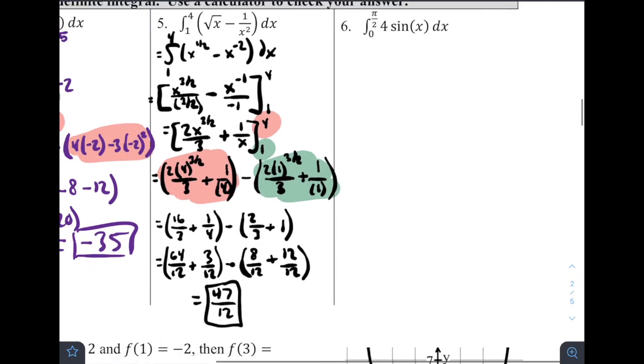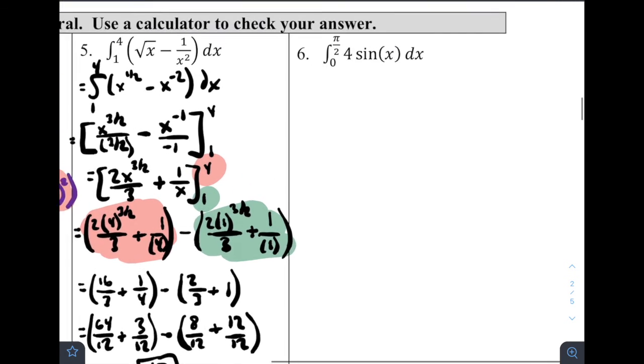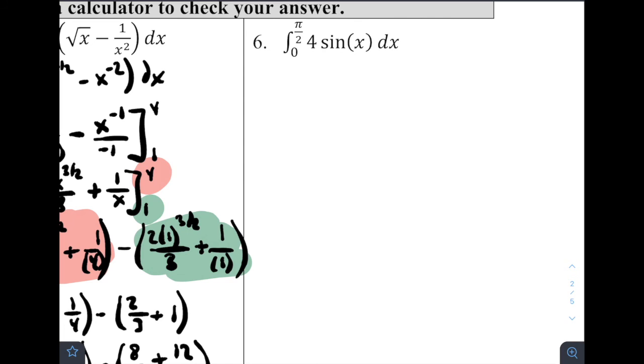Cool. Let's try number 6. Number 6, we're taking the integral from 0 to pi over 2 of 4 sine of x dx. First off, hey, let's use some of those properties we learned last lesson. We know that this 4 is a constant, and it's just multiplying the sine. So let's bring the 4 outside. This is 4 times the integral from 0 to pi over 2 of sine of x dx.